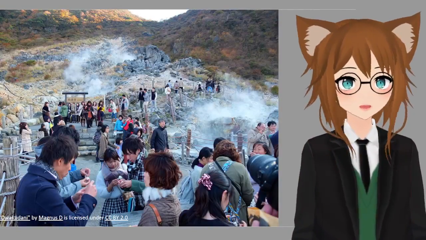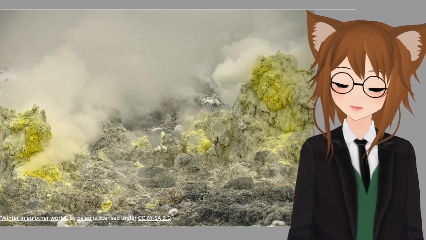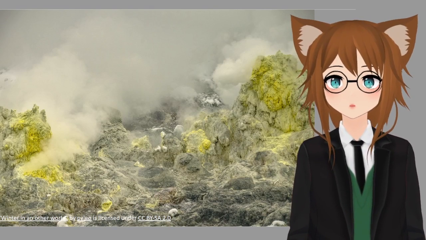Moving right along. No, that's not what I wanted to change. Again, this is what happens when you have two mice.